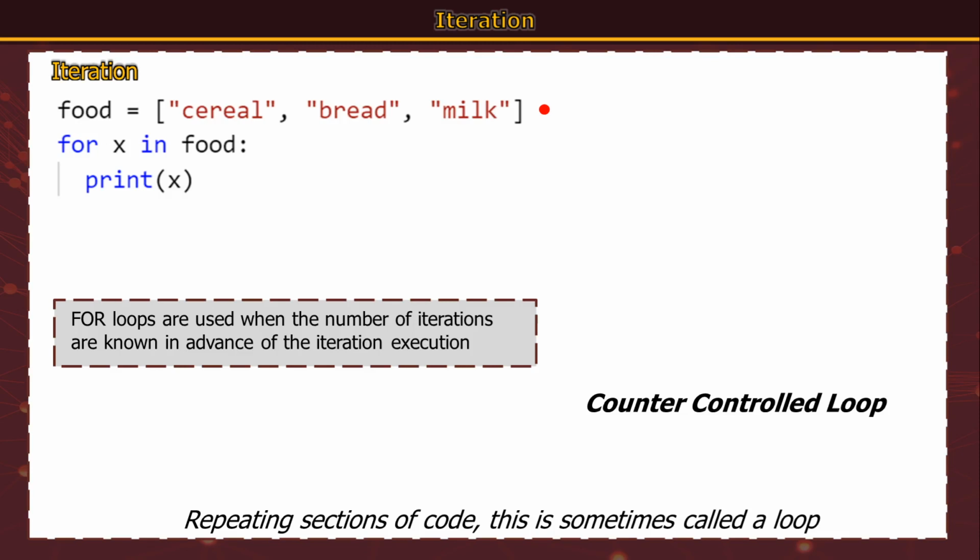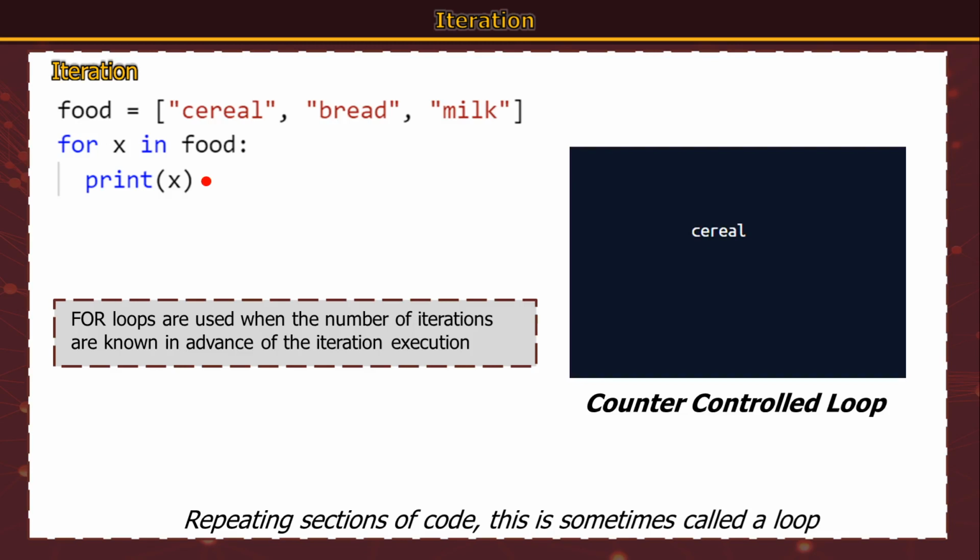So let's take a look at an example. It would come down to here and this says for X in foods, and that basically means for each item in the list foods. So the first item is cereal, so it would come down and it would print that out. It would then come back round the loop, and this time it's moved across to the next item, which is bread, and it would come down and it would print that out. And it would go round the loop once more, and it would come across to milk, and it would come down and it would print out milk.